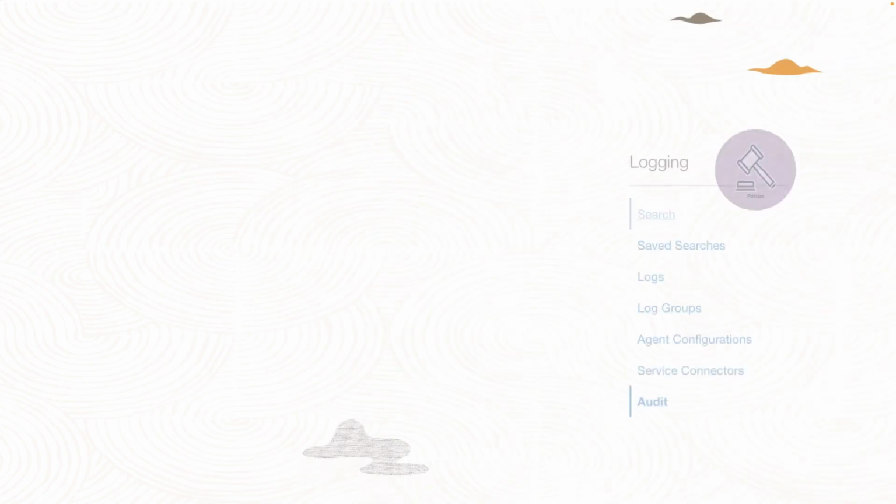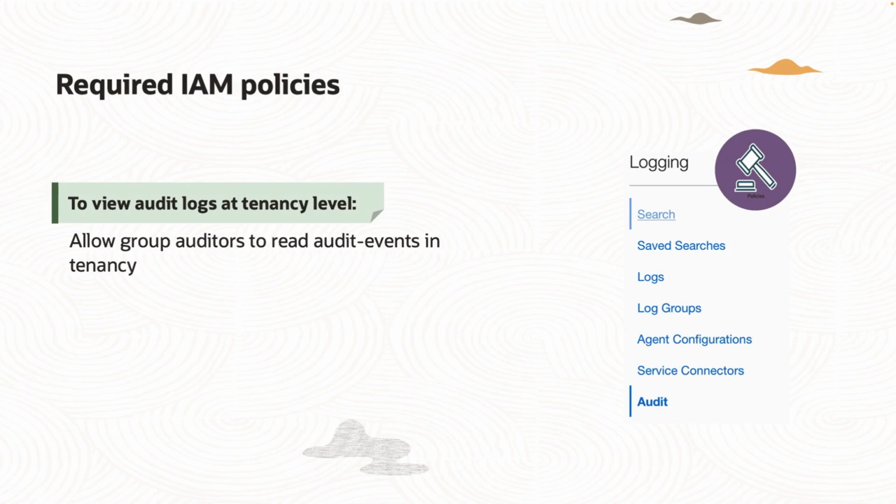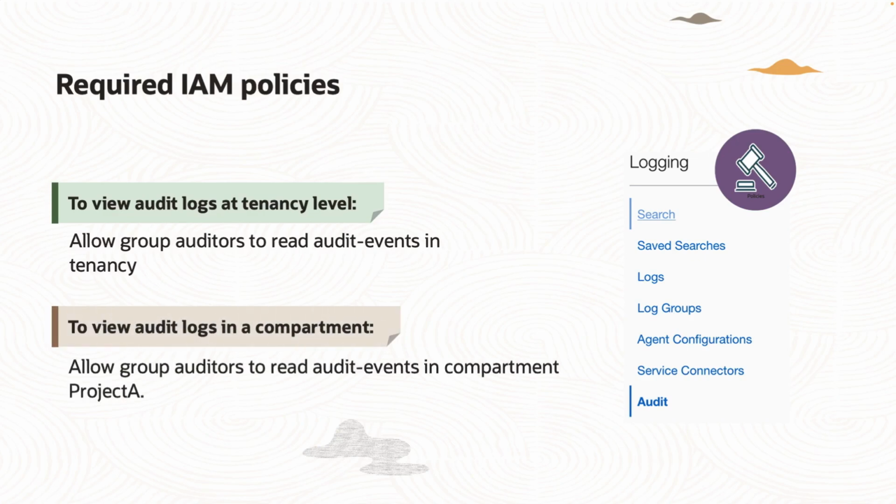Now, there are some IAM policies required to view these audit logs. There are two levels of policy permissions. Number one, audit logs at the tenancy level: the policy allow group auditors to read audit events in tenancy. This policy statement gives the specified group called auditors the ability to view all audit events in the tenancy. The second policy statement is for viewing audit logs at the compartment level: allow group auditors to read audit events in compartment Project A, and that will give the group access to the logs for the specific compartment named Project A.